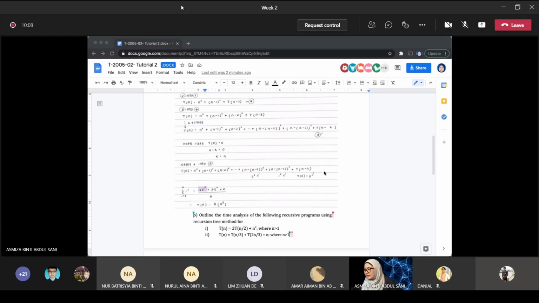And this one is a GP, right? This is a sum of squares, whereby these are the formula. So since the highest order term here is n cube, therefore the running time complexity for this recurrence relation is order of n cube. Anybody got a different answer?